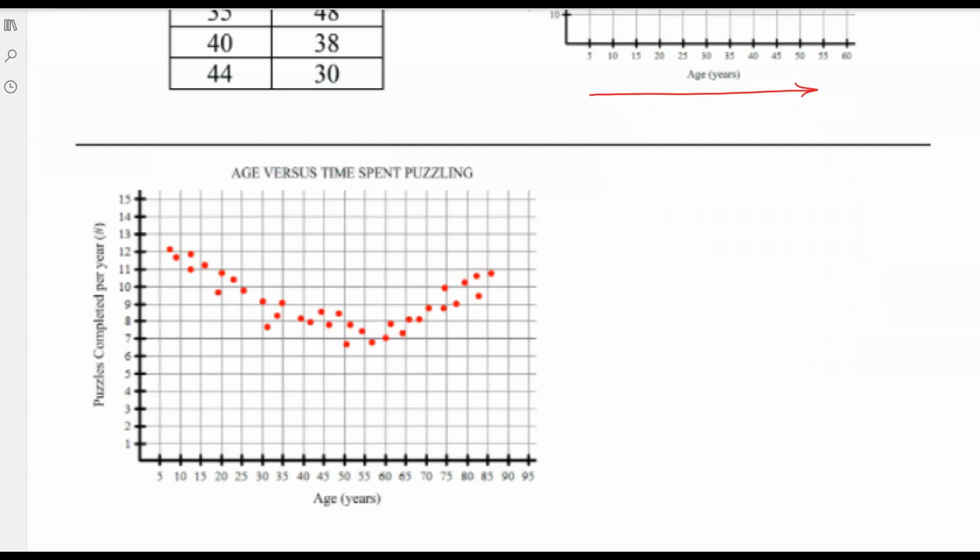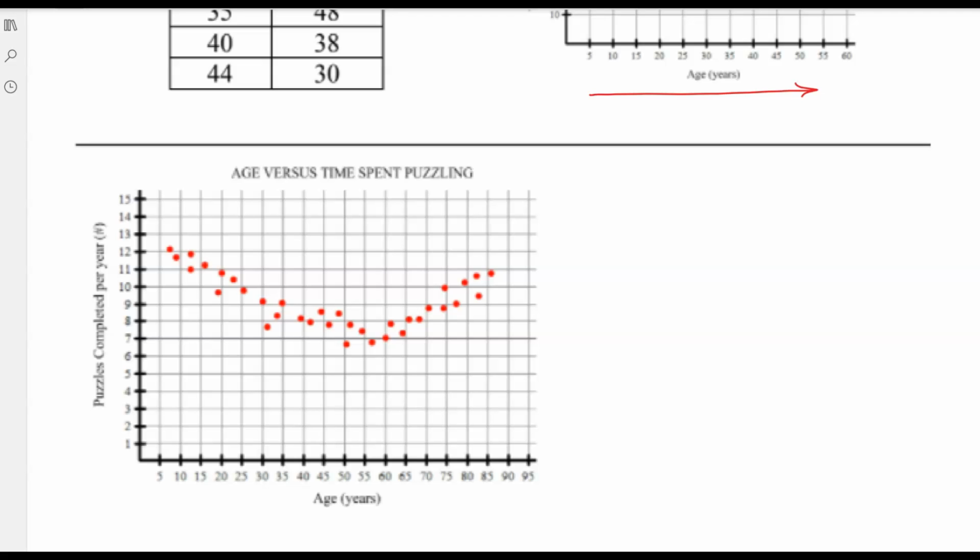Not all data is going to be linear. If I look at the next scatter plot that's provided for me, it's giving me the age versus the time spent puzzling or putting puzzles together. So you can see that for younger ages, like 5, 10, 15, you've got about 12 or 11 or 10 puzzles put together in a year. But as the age increases to around 40, 45, 50, then the number of puzzles dips down to 8 or 7 or 6. And then as the age increases to older generations like 70, 75, 80, then you see that the number of puzzles put together is increasing again.